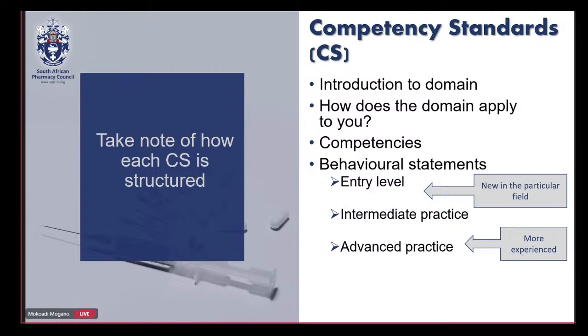And then we have intermediate practice. Those are pharmacists who have been in practice and registered with Council for between 4 and 7 years. All right, and we also have advanced practice. Those are pharmacists who have been in practice for greater than 7 years. So these are pharmacists who have a lot of experience in the field that they are in, right?